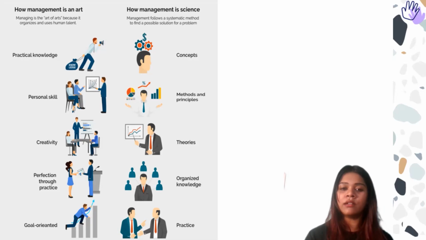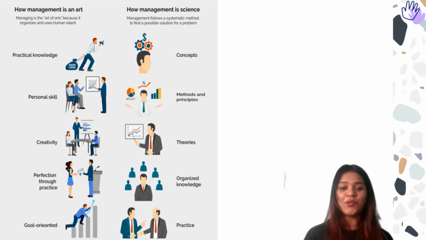Now let's look at the points of difference between both. Management is a science because there are established concepts and theories, but it is an art because it is practical knowledge. With experience, you'll learn how to tackle people and the problems related to them. Management is a science because there are methods and principles, but it is an art because it involves personal skill.